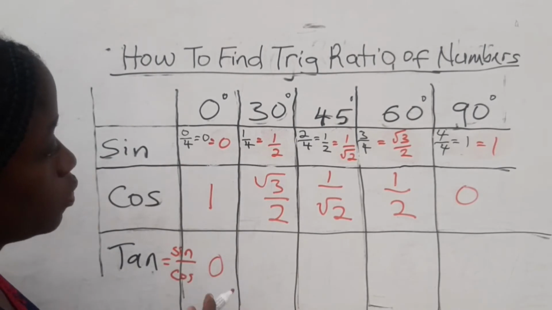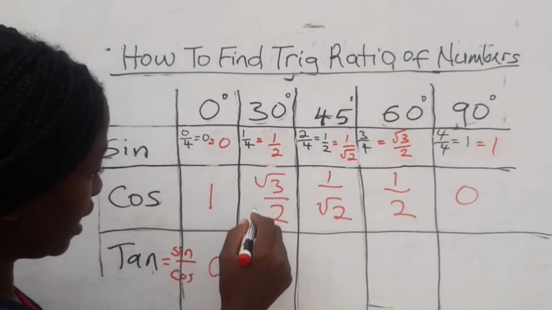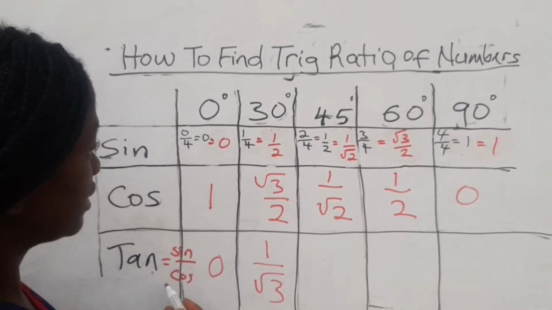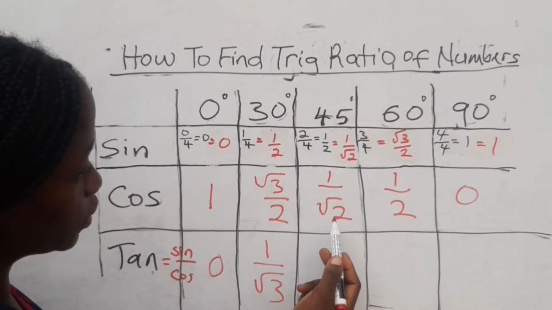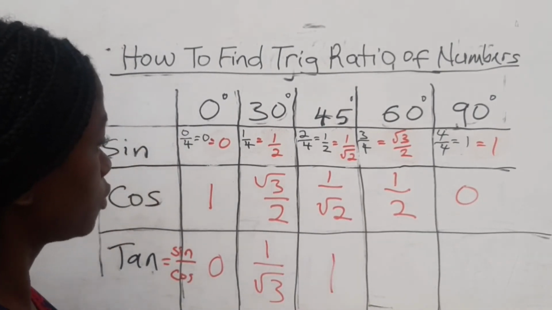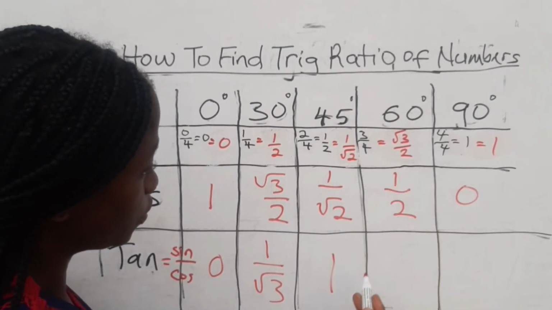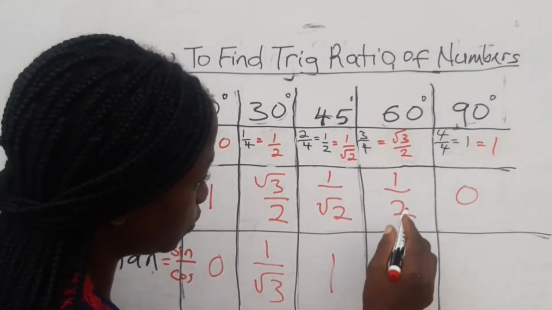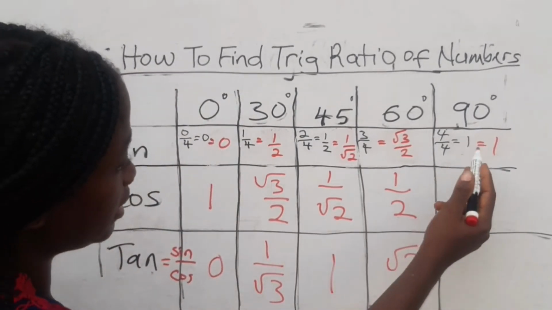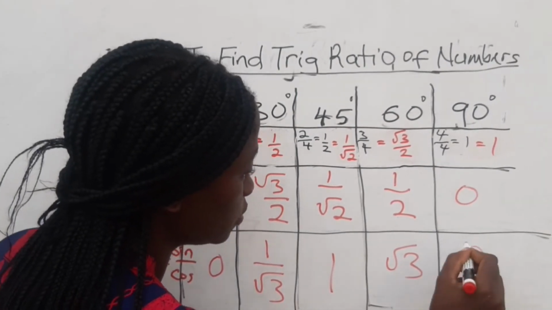Tan 30 will be 1 over 2 divided by root 3 over 2, and that gives us 1 over root 3. Tan 45 will be 1 over root 2 divided by 1 over root 2, and that gives us 1. Tan 60 will be root 3 over 2 divided by 1 over 2, and that gives us root 3. While our tan 90 will be 1 over 0, and that comes back to 0.